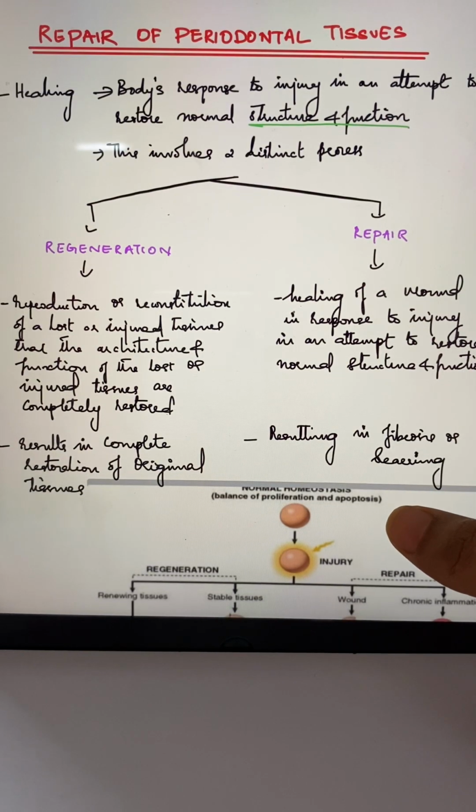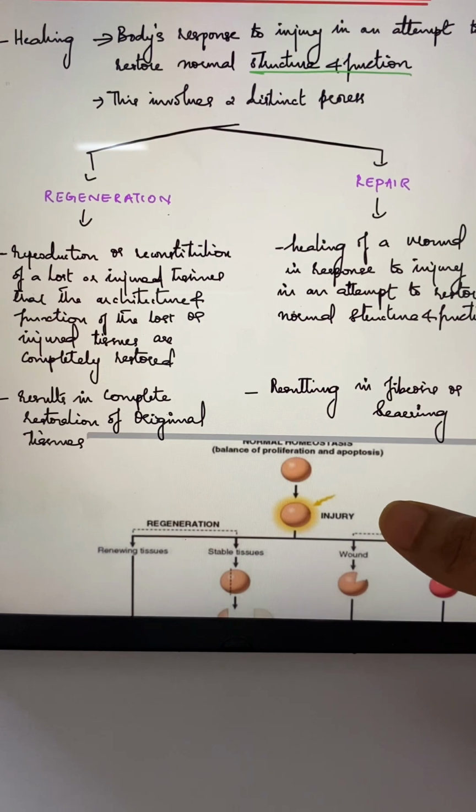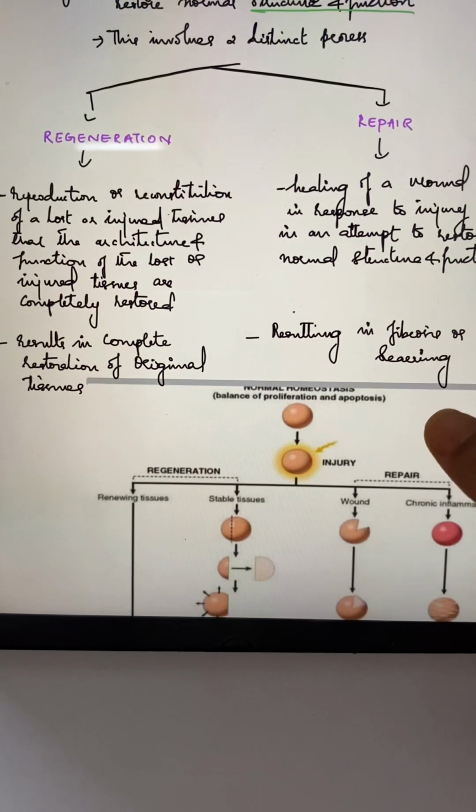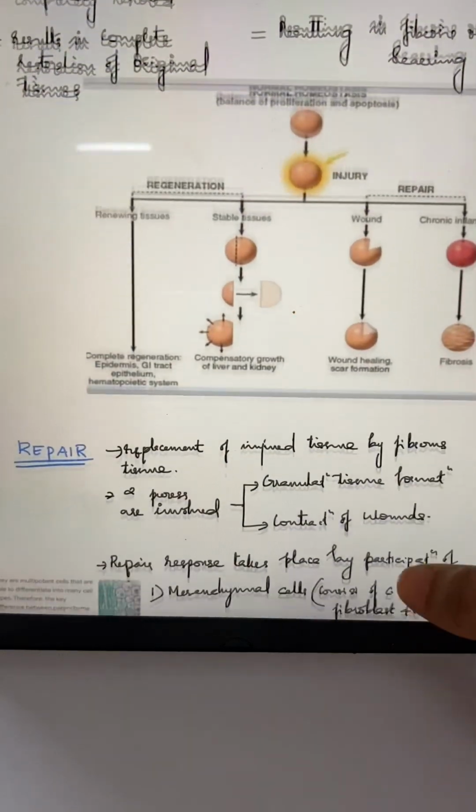Before that, we need to understand what healing is. Healing is just the body's response to an injury in an attempt to restore its normal structure and function. This process of healing involves two distinct processes: one is regeneration and the other is repair. Regeneration means a complete restoration of the original tissues, whereas repair means fibrosis and scarring. So repair results in fibrosis and scarring.